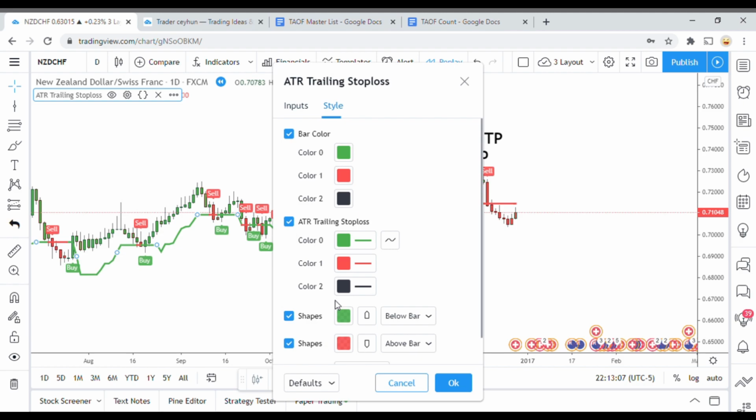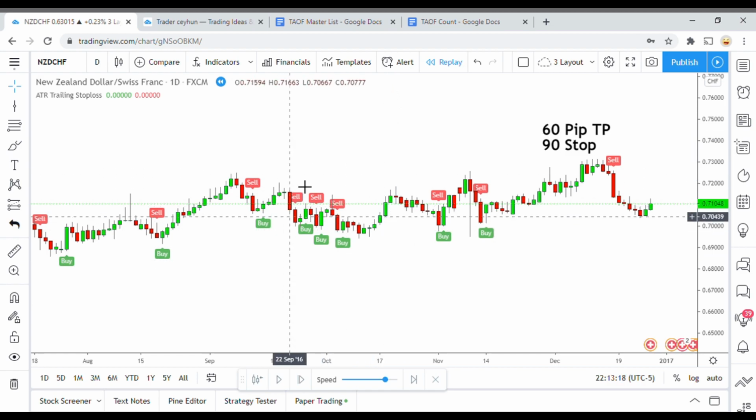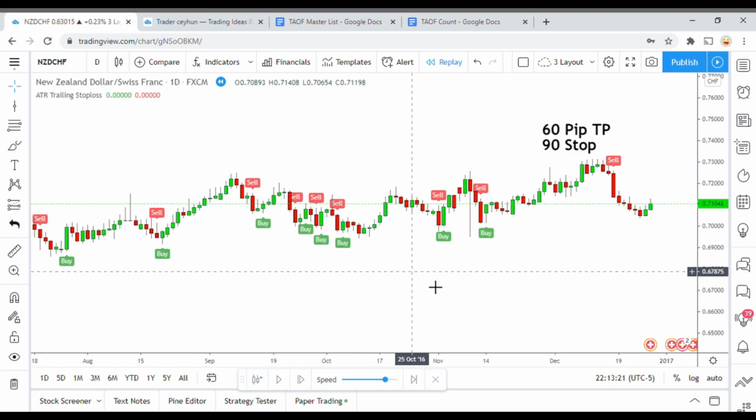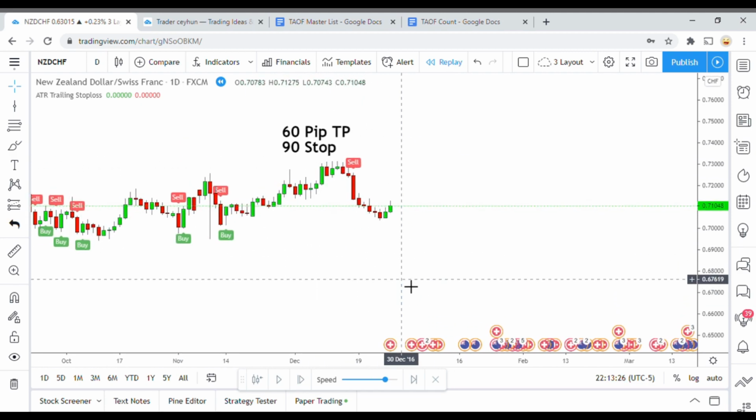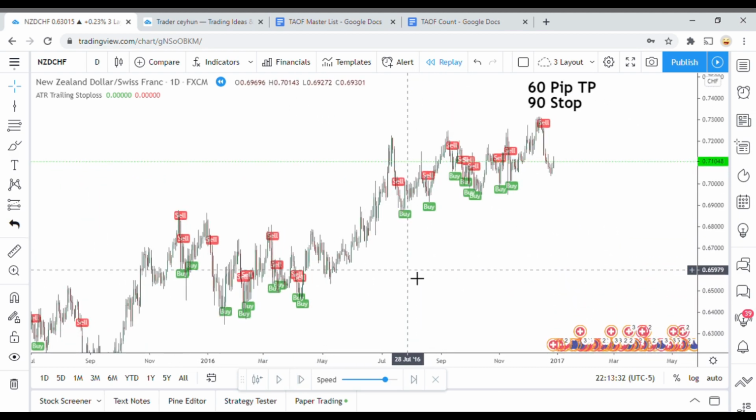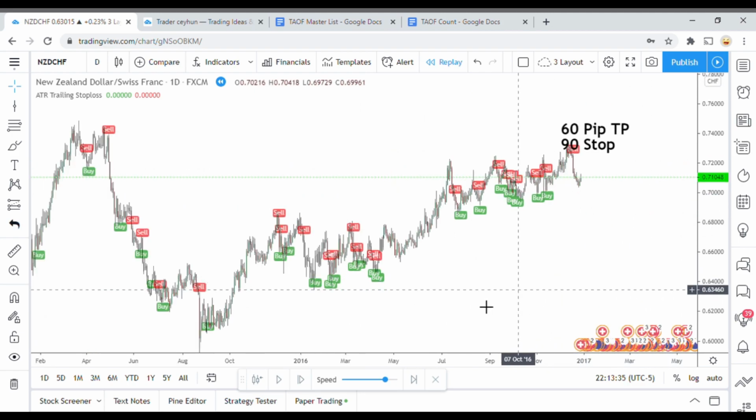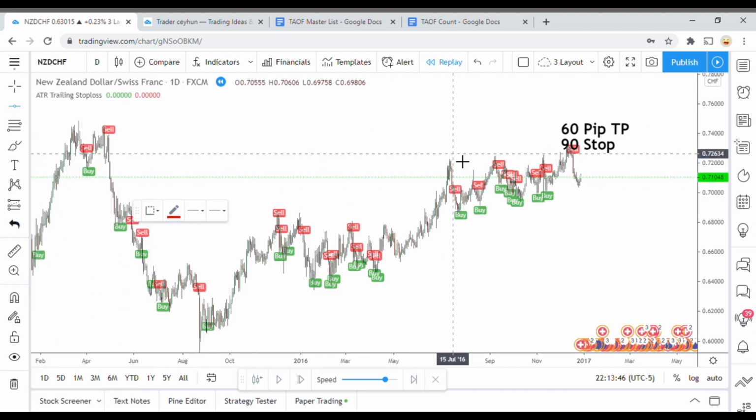I am going to go in and make a few modifications here. Let's turn off the line because we don't really need it. Let's turn off the bar coloring because we really don't need that either. Really all we need are these labels, these tags that tell us when we should either be going short or going long. And that is how we will be testing it today. We will also keep an eye on some price action just to see what it's doing.